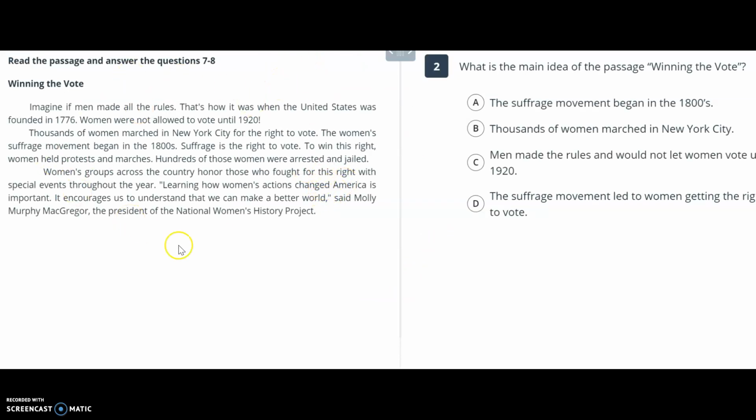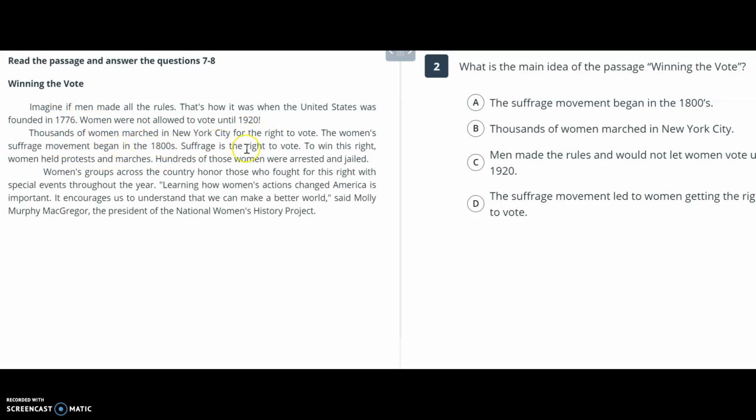Number 2, we'll be reading a passage with three paragraphs and trying to find the main idea.